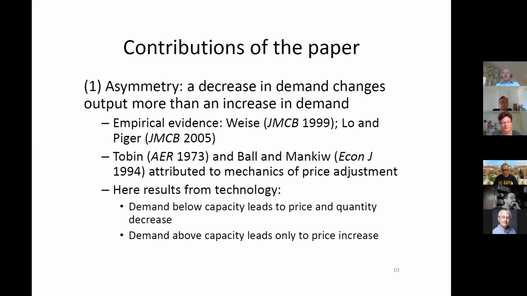So here's what I see as the contributions of the paper. One thing is it gives a prediction of asymmetry, in that a decrease in demand is a different thing from an increase in demand. Some of you are old enough to remember there used to be a lot of discussion of this. People used to think of this in terms of price rigidities having some kind of asymmetry. Here, it results entirely from technology. It results entirely from the fact that lower demand can bring you below capacity, causing you to reduce output. Higher demand does not bring you above capacity.